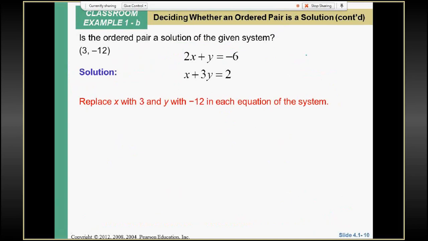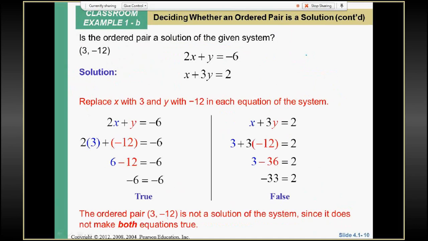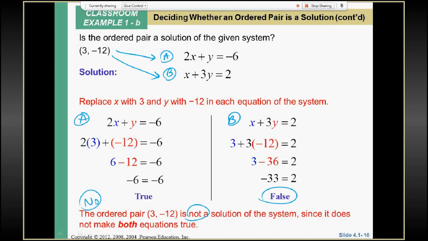Now, here's another example. Again, I'm not going to do the whole thing for you. Here's an equation A, and here's an equation B. You're going to substitute the point into both equations. As soon as you get a false, you could stop. If this one was first and you got a false, you could stop. Then no, the ordered pair is not a solution. What this means is this point is not where the lines meet or cross or intersect. So that's overall what that means.